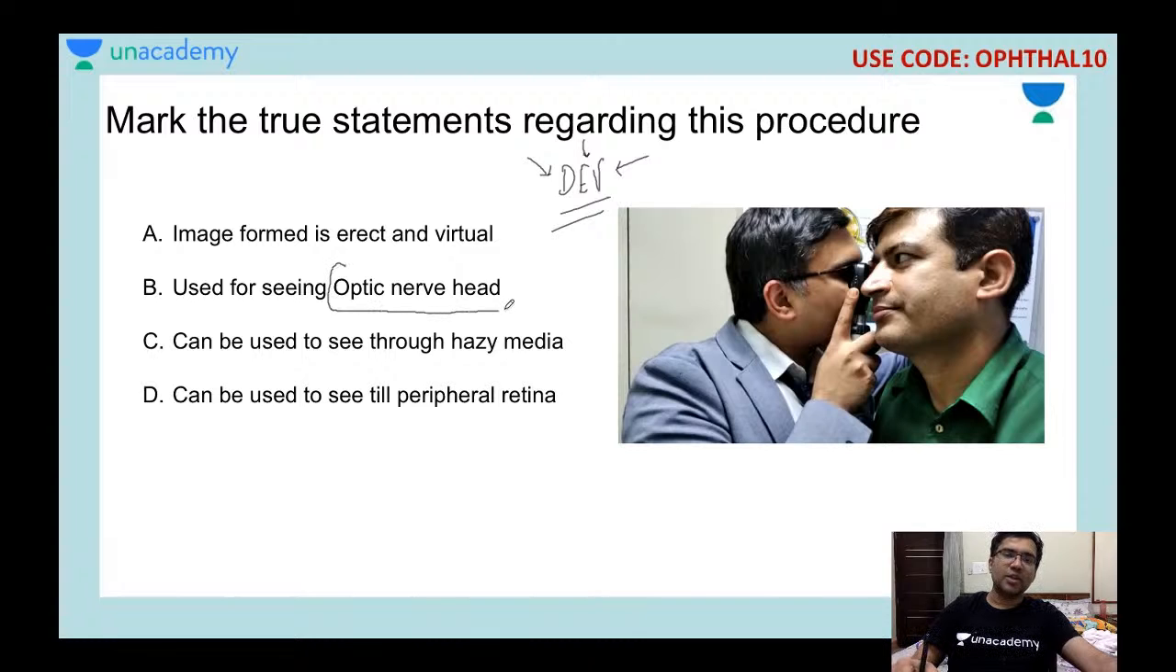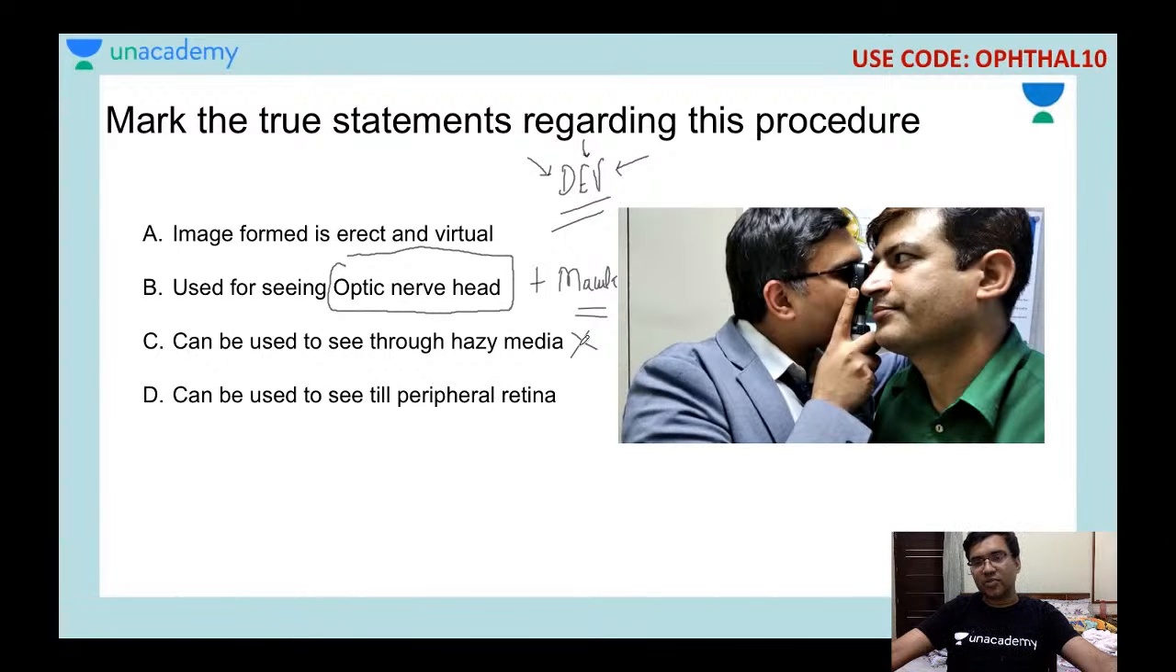What are the two components that are there in the posterior pole? It is the optic nerve head plus the macula. So any pathology in the optic nerve head and macula, you can see through this direct ophthalmoscope. Can be used to see through the hazy media. This is a wrong statement.